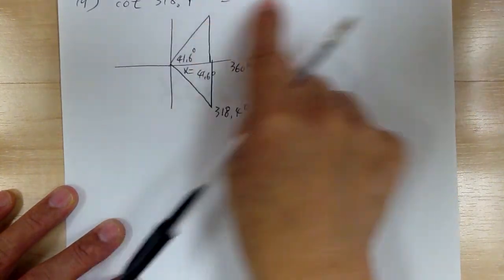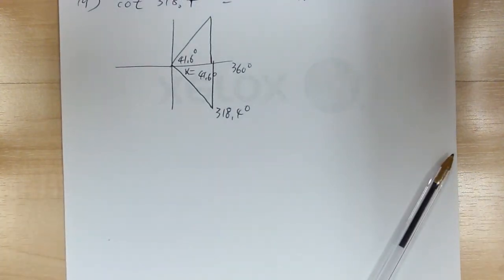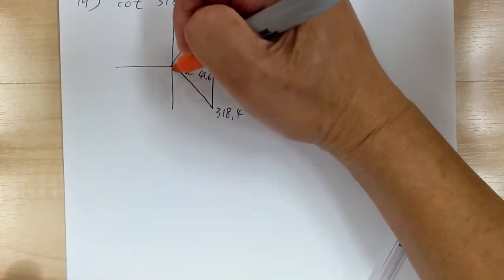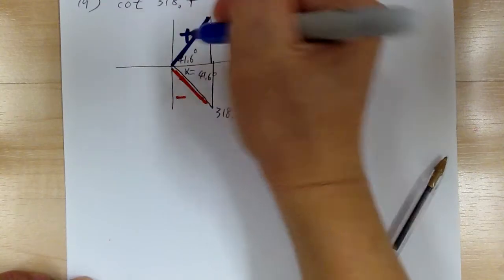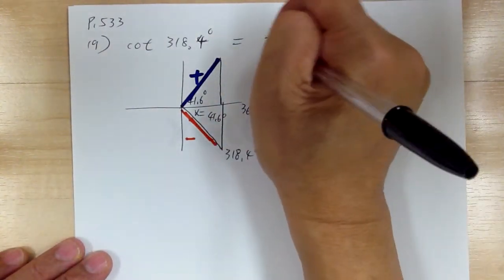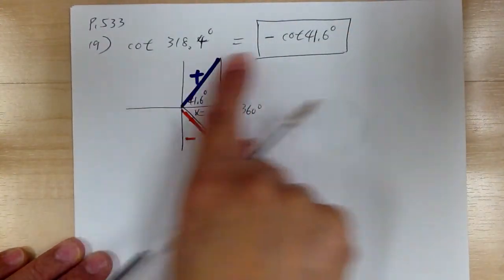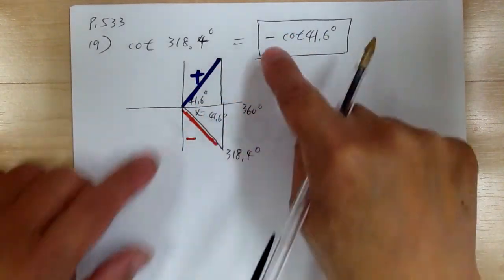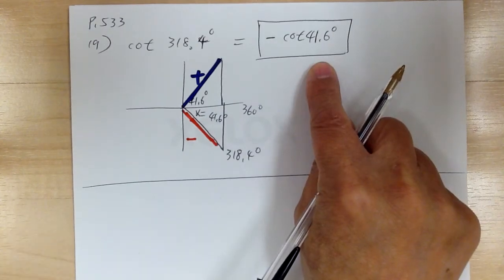But now you have to figure out, are they the same or opposite? Cotangent came from tangent and has to do with the slope. The original slope is right over here, so that's negative. The new slope is right over here, that's positive. So they're opposite, and to compensate for it, you have to put a negative. Because this is negative and this is positive, they're opposite, so you have to put a negative to compensate. That's your answer for number 19.